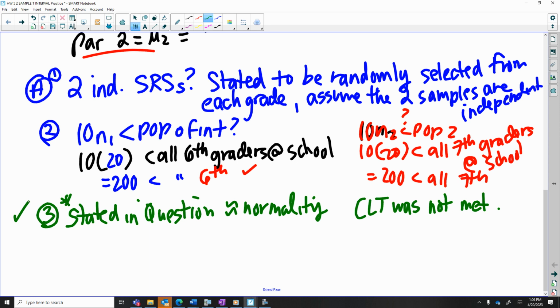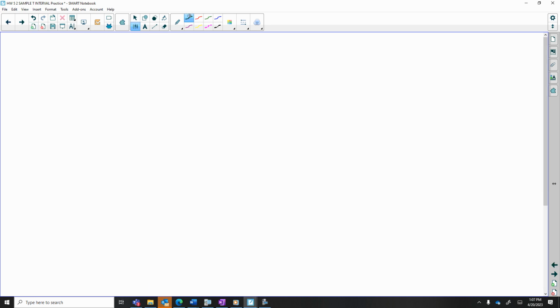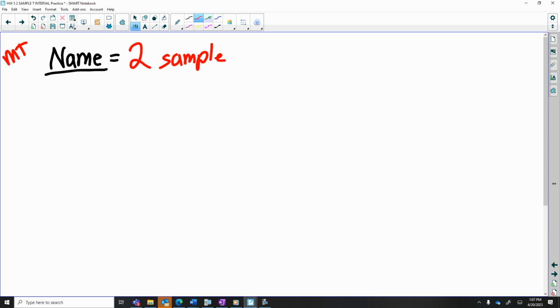So we did PA, N is next. N stands for the name of the procedure. So the name is two, there's two samples, sample, and then remember this is means. So for means we use T, if we don't have sigma, and we're going to use s in place of sigma. So this is called a two sample T interval for means. Okay? You can write for means if you want, and we're done with this step.